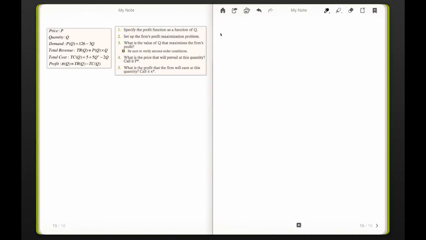So the very first question asks us to specify the profit function as a function of Q. Now I'm told that profit is total revenue minus total cost, and that total revenue is price times quantity. So I have everything that I need here, and this is already in price as a function of quantity form. So I can just plug in what I know. Profit of Q is going to be total revenue minus total cost. So I'm going to get my price times quantity, right? This is total revenue. And then I'm going to subtract total cost.